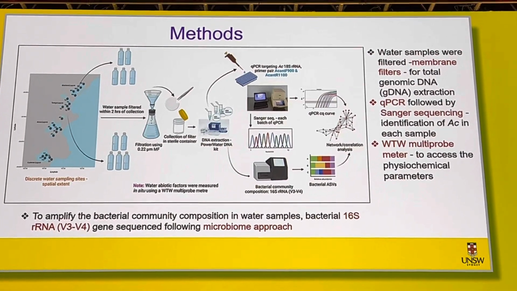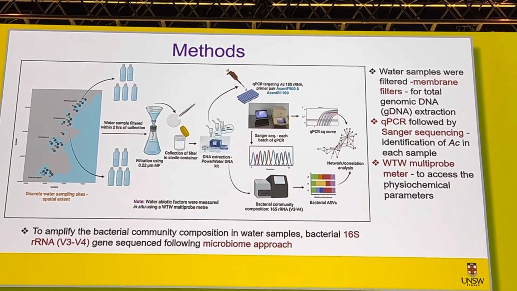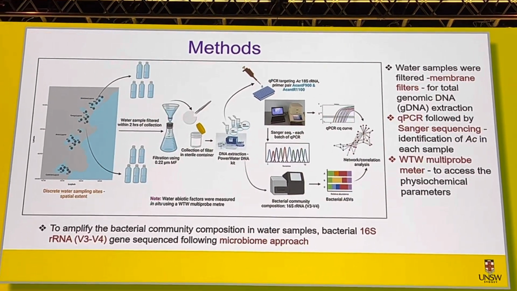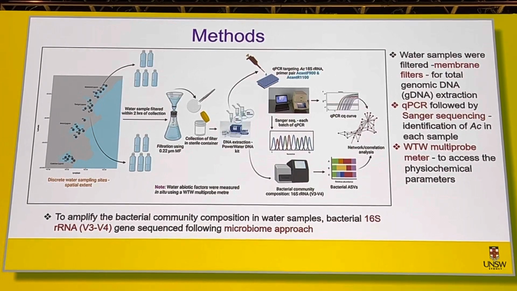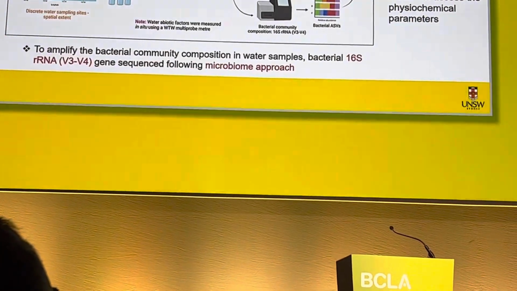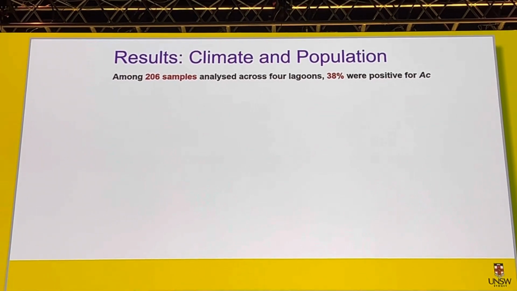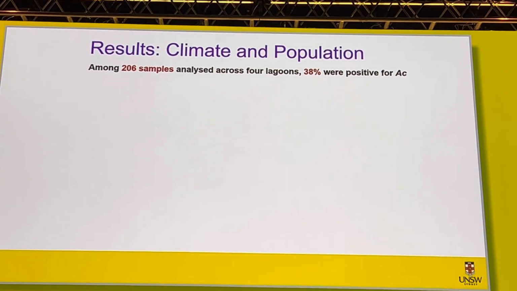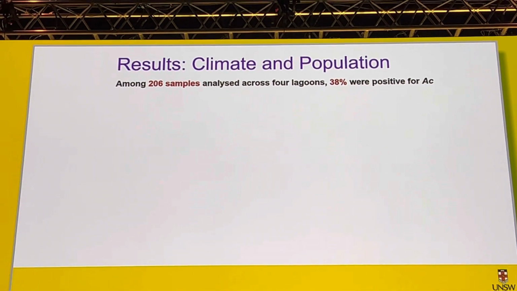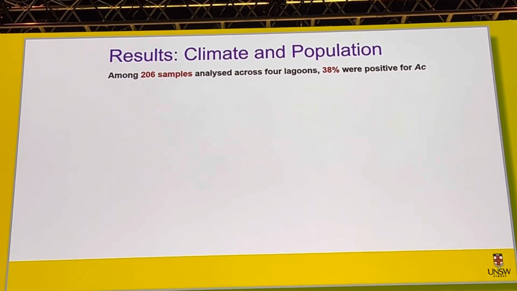This is a busy slide, but I just want you to look at the centre here, in terms of our collection of the water samples. We filtered them within 2 hours, and it was this filter paper from which we extracted the DNA and then did downstream processing. So we had around 200 samples from the 4 lagoons, and we were surprised that there was such a high incidence of Acanthamoeba, remembering that these are interacting with seawater, which has a high salt content.